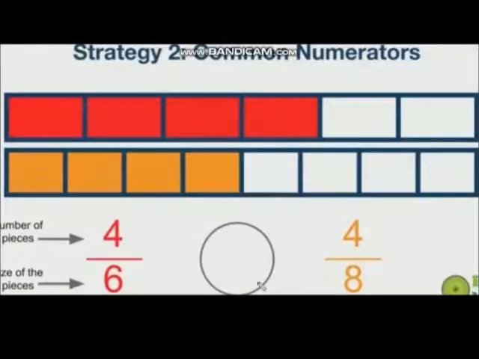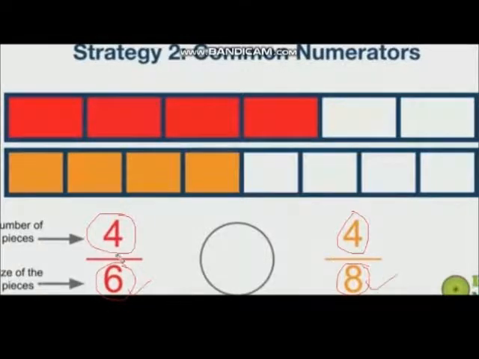Now see, if the numerators are the same, that means in the numerator the numbers are the same, but in the denominators the numbers are different. Now how to find which fraction is greater or which fraction is less than the other fraction? So we will make strips. How? According to the denominators.